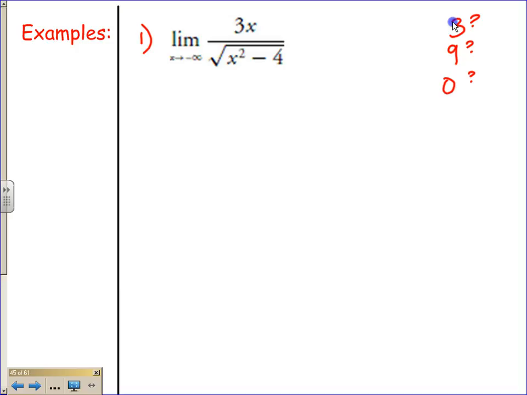Let's go ahead and do it the algebraic way. Question: what is the highest degree of an x? X squared. No, just kidding. 1. Why is it 1? Because it's the square root of x squared.